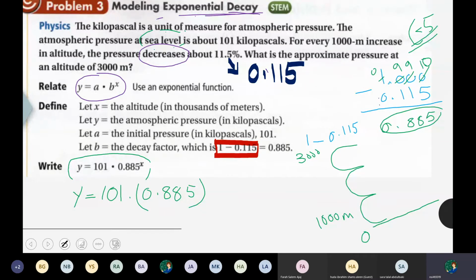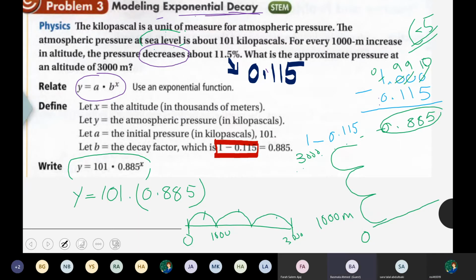So I didn't go meter by meter. I go every 1,000 meters. So after 3,000 meters, what will x be? I didn't walk every one meter. I walk every 1,000 meters. I start from 0. So it's going to be 3. Thank you. Because how many steps did I move? 3.